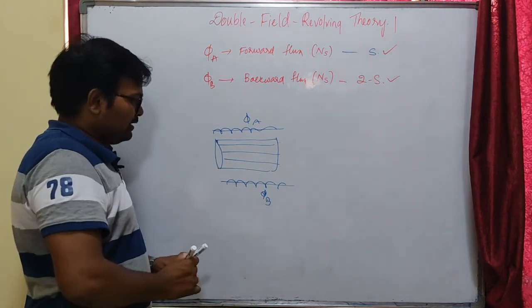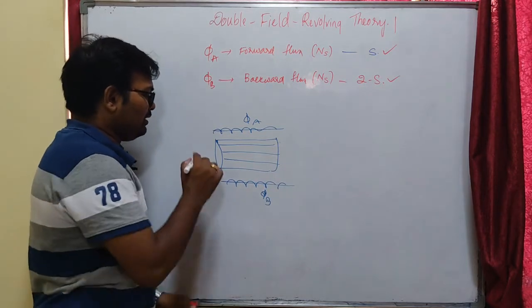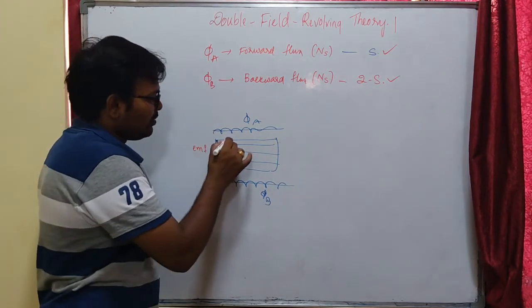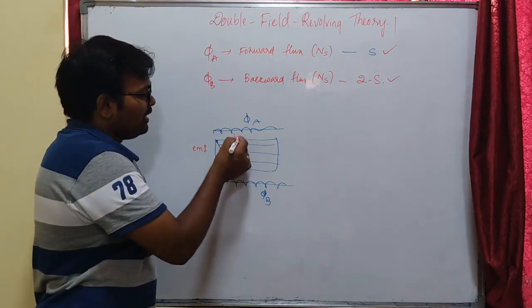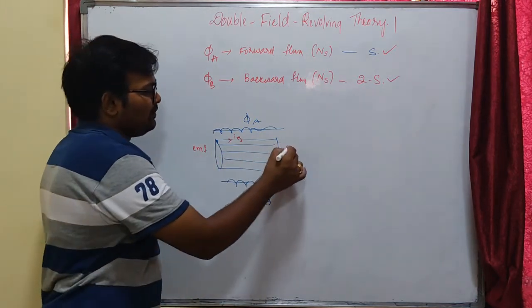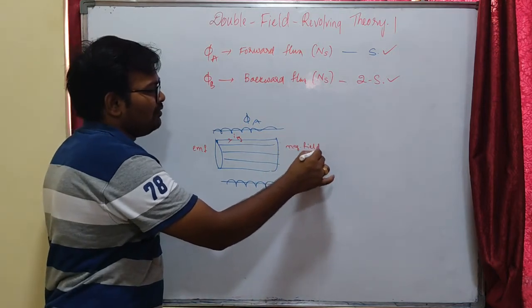There will be induced EMF in the rotor. Some EMF will be induced in the rotor, causing some current I2 to flow in the rotor circuit. That current will produce some magnetic field in the rotor. So this is the magnetic field in the rotor.